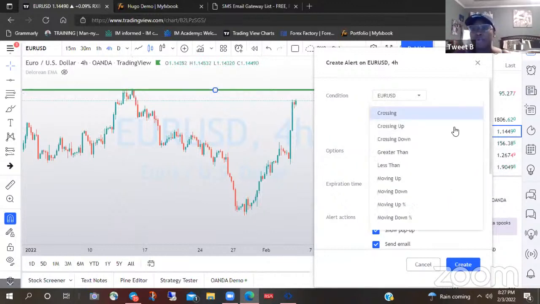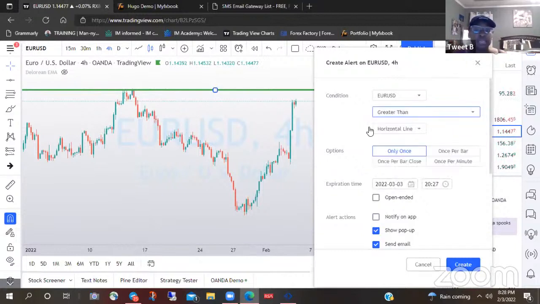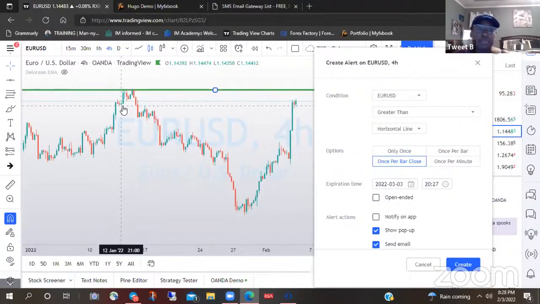You can set it for crossing up. So if you get a candle that was crossing up, it will trigger. You can set it for greater than, which is generally what I use, either greater than or less than. So once a candle crosses above and closes, I'm going to use this once per bar close. So now I'm not going to get an alert for this candle, this candle, this candle, none of these. I won't get an alert until maybe this candle, because it's closing on the line or above the line.